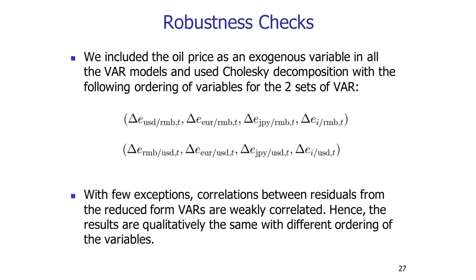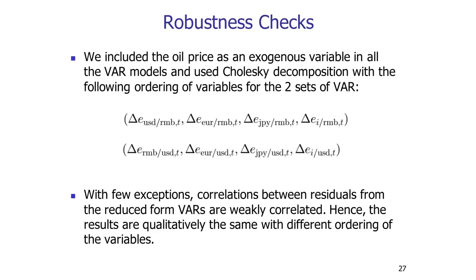For a robustness check, we include the oil price as an exogenous variable in all the models. And we use Cholesky decomposition using these orderings here. But when we check the residuals of the reduced form VAR, we found that the correlations are very weak, with some exceptions. So changing the order of the variables still gives us qualitatively similar results.